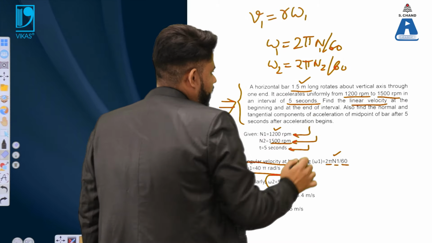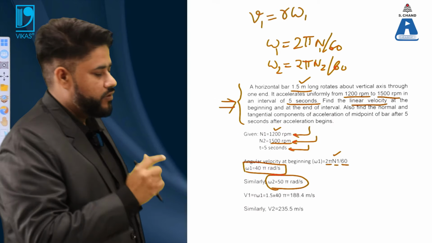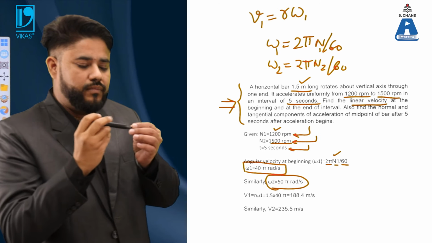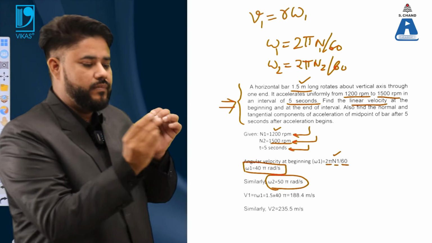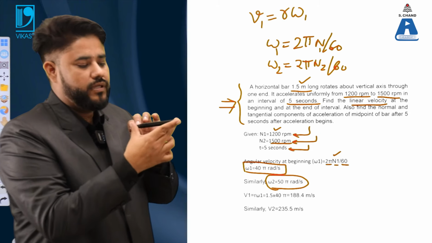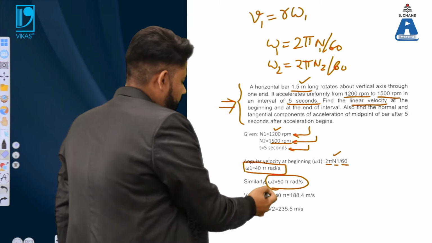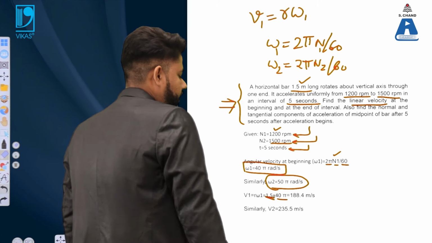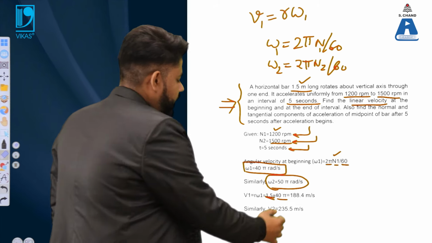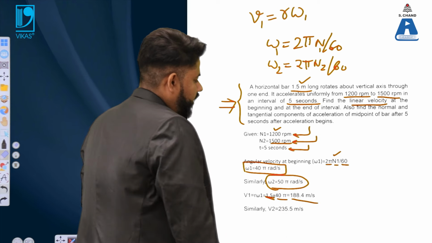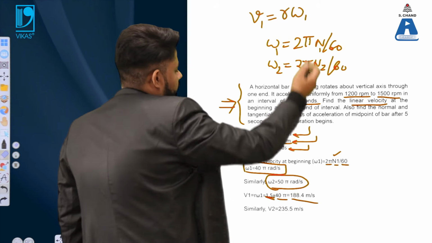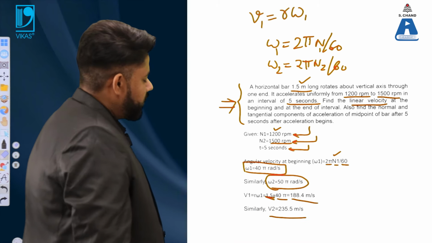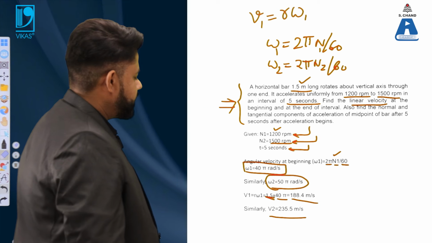This 1.5 meter length was of the horizontal bar, and it rotates about the vertical axis. If this horizontal bar rotates about the vertical axis, that means it forms a circle with the particular radius, which is 1.5. So radius 1.5 is to be substituted here, and 40 pi is to be multiplied, so that the V1 value comes out to be 188.4. So from here you can find out the value of V1. Similarly, V2 can be obtained. V2 is 235.5 meter per second.